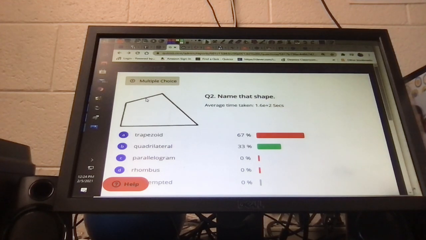Well, to denote parallel, they have those arrows, or some people call them triangles. And this doesn't have anything. Plus, if you really look at it, none of these look parallel. So trapezoid should not make any sense. Parallelogram has two pairs of parallel sides. And rhombus, we just saw a picture of rhombus, so that's not it. That is just a quadrilateral.